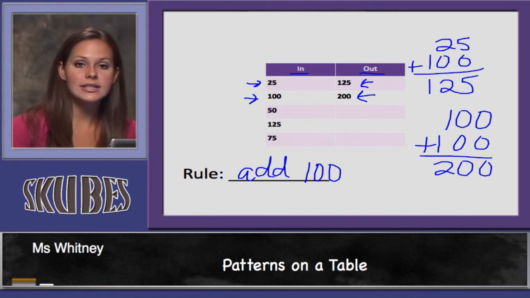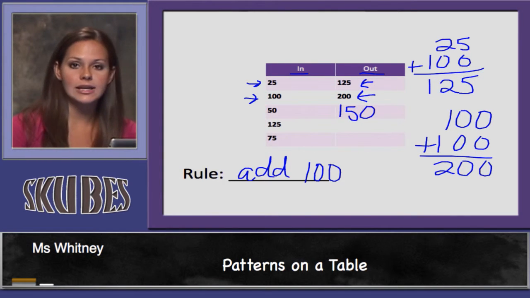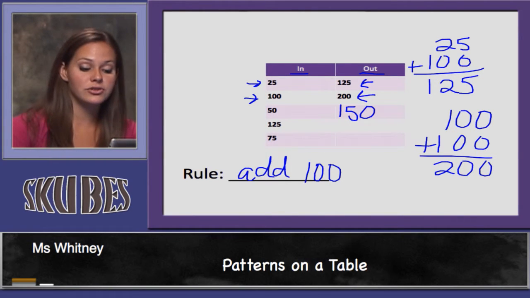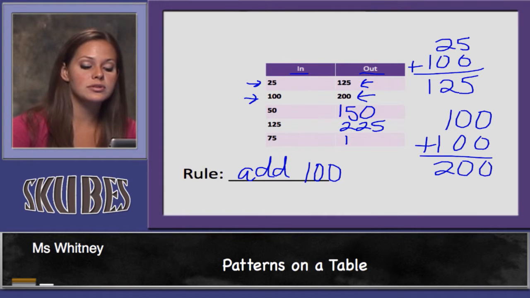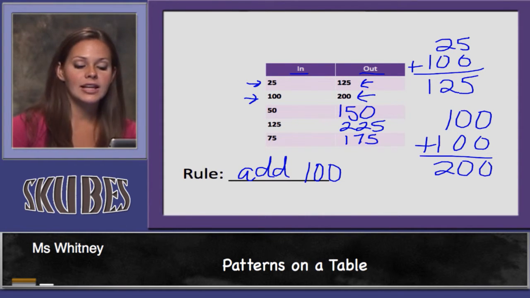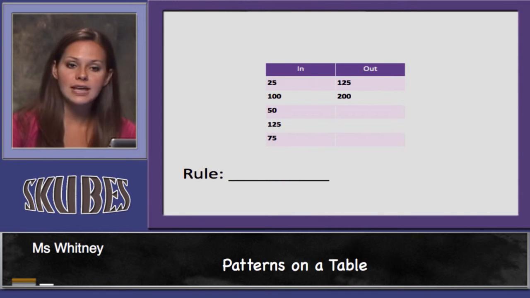Let's continue the table following the rule. 50 plus 100 equals 150. 125 plus 100 equals 225. And 75 plus 100 equals 175. Let's look at another input-output table and determine the rule.